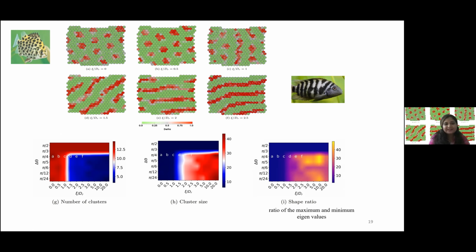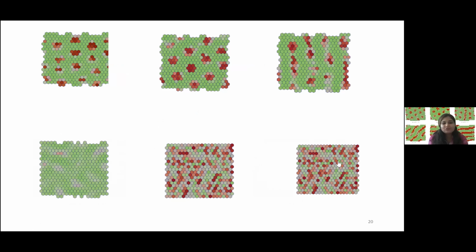So these are the simulation movies corresponding to the screenshots, starting from xi by dr 0 to xi by dr ratio 2.5.